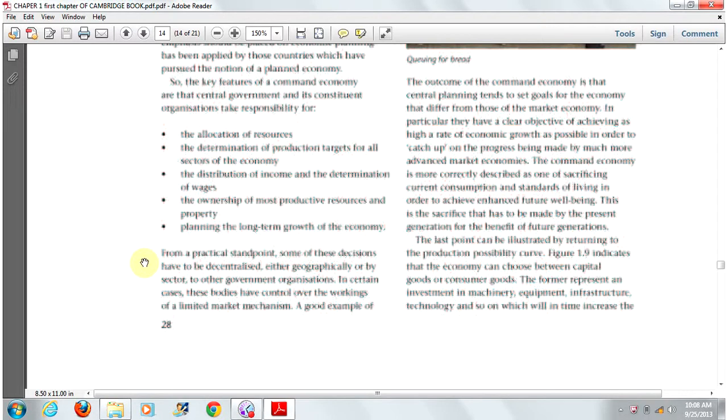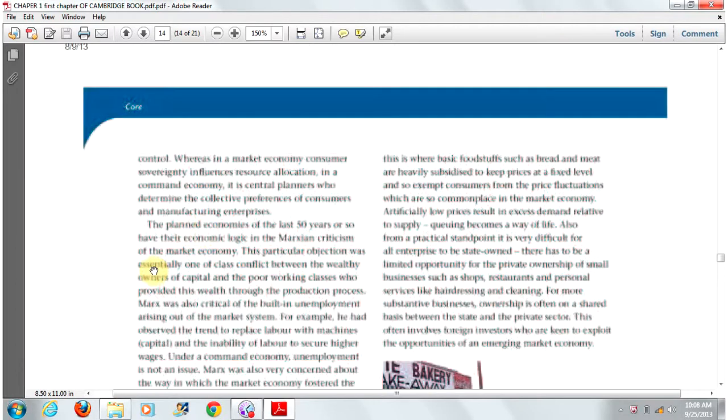A good example of this is where basic foodstuffs such as bread and meat are heavily subsidized to keep prices at a fixed level and to exempt consumers from the price fluctuations which are commonplace in the market economy. Artificially low prices result in excess demand relative to supply. Queuing becomes a way of life.